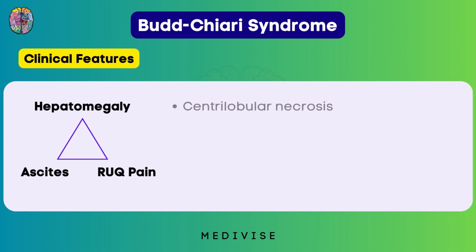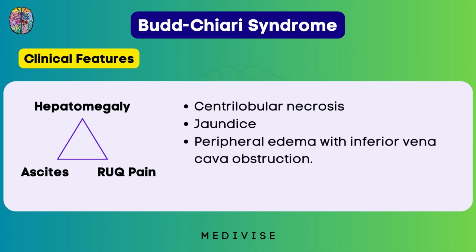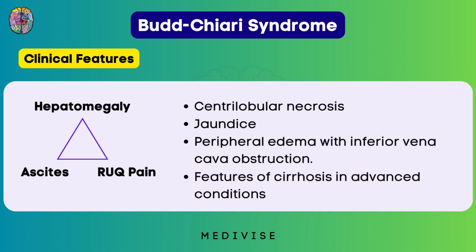Other than that, we can see centrilobular necrosis, and this is an important pathology question to remember. There will be jaundice, and if there is a thrombus in the inferior vena cava, we will even see peripheral edema. Finally, if the patient does not seek treatment, this condition can lead to cirrhosis.